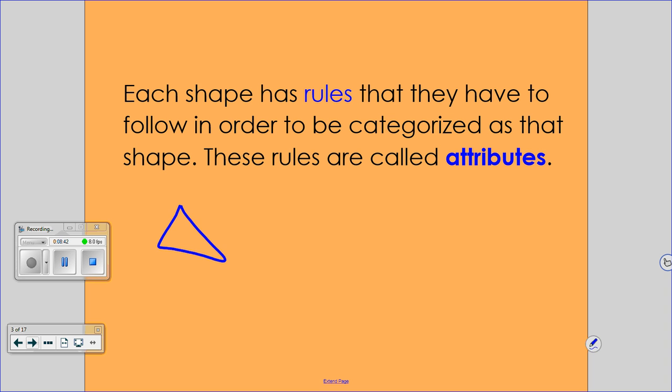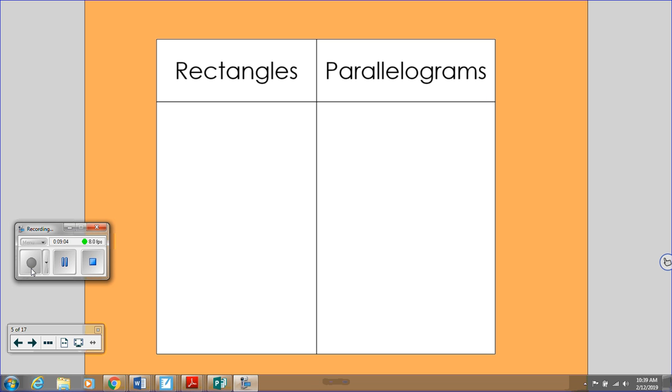These rules are called attributes. Hey, that word sounds familiar. That's what you've been listing. These are rules. Ada, what is your question? Right, you need to get this written down in your notebook because that's what we just did.